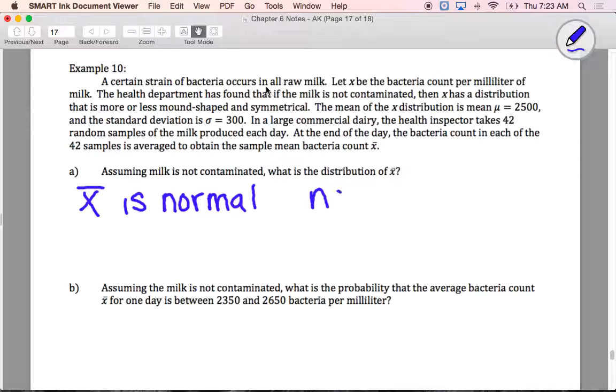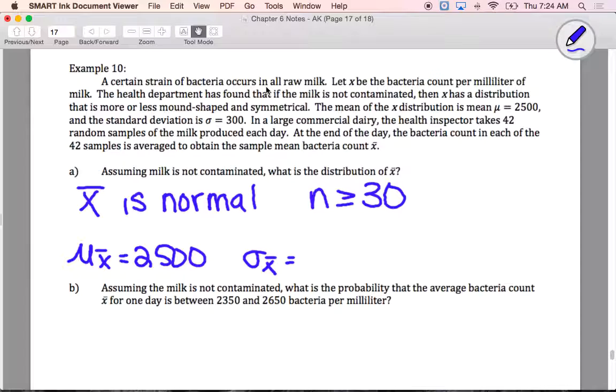Again, since n is greater than or equal to 30, we have a normal distribution. Now, because we have X bar, that means we're going to have a mu X, which remember, mu X is the same thing as the regular mu. And we're going to have our sigma X. So for sigma X, we have to take the old sigma over square root of n. So we are going to take 300 over square root of 42. So when I do that, I get about 46.3.